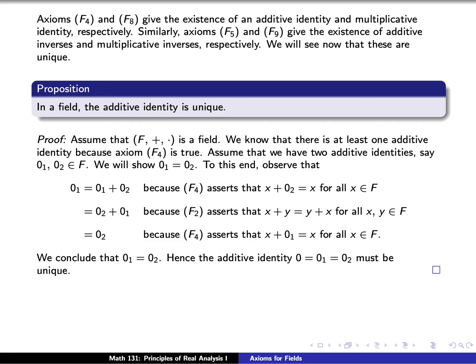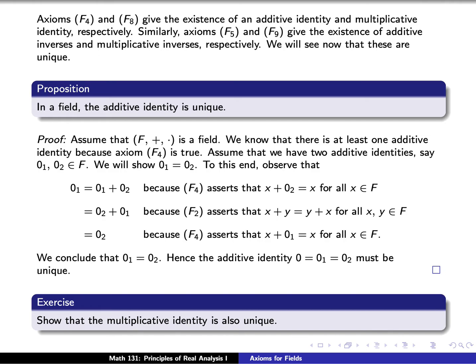Next, we can interchange the order of 0 sub 1 plus 0 sub 2 because axiom F2 says that we have commutativity, that is x plus y equals y plus x. Third, we see that 0 sub 2 plus 0 sub 1 equals 0 sub 2 because axiom F4 asserts that x plus 0 sub 1 equals x for all x in F. So staring here, now we see that 0 sub 1 indeed does equal 0 sub 2, so our additive identity must be unique.